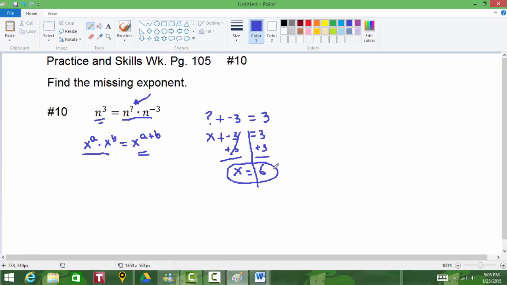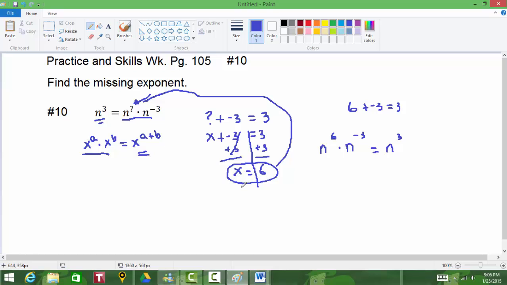So what that means is if I put a 6 in here, right here, let's see if that would work. If I did n to the 6th times n to the negative third, and I added those together, I took the 6 plus a negative 3 to see whether or not you get a 3, and that's true, you would get a 3. So that would work out because you would end up getting your original 3 right here.